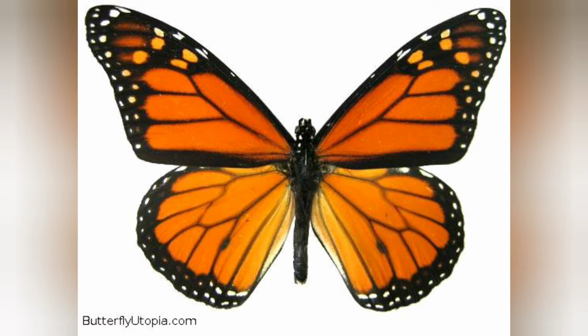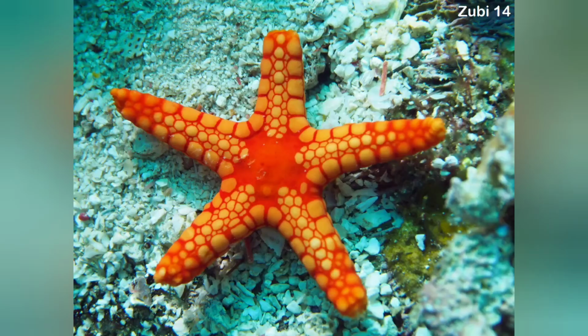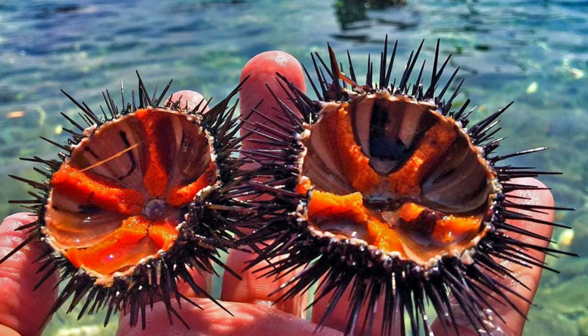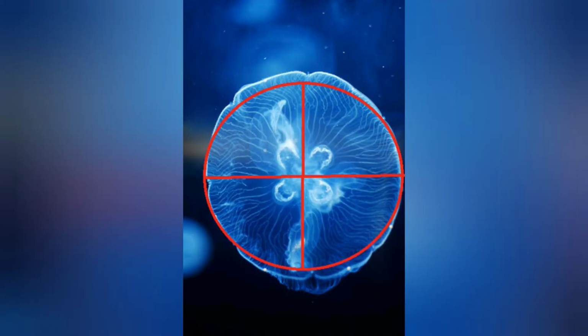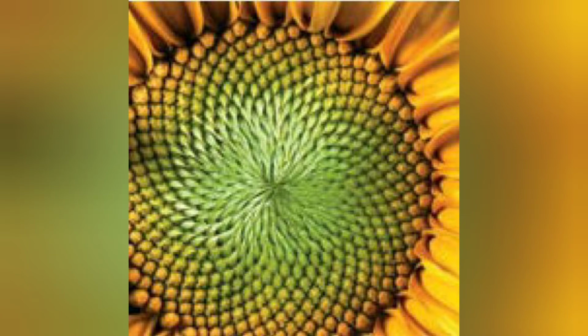When something has symmetry, it is the same on both sides. When something has equal parts that repeat around the middle, it has radial symmetry. A starfish, a sea urchin, and jellyfish all have radial symmetry. In nature, some flowers and snowflakes also have radial symmetry.